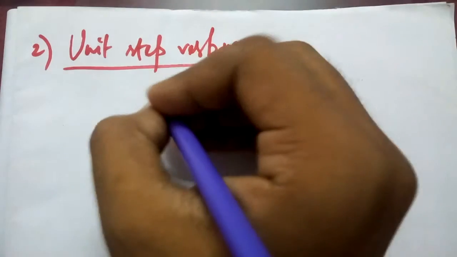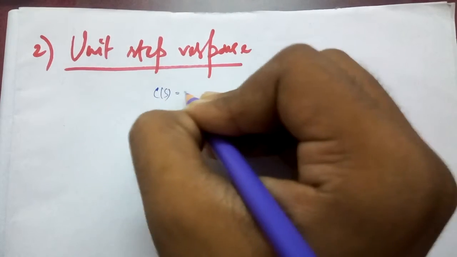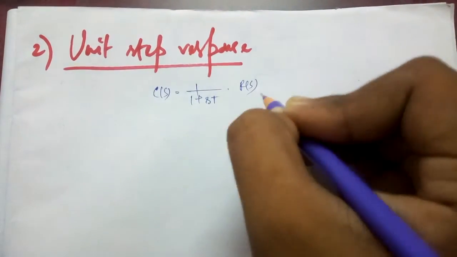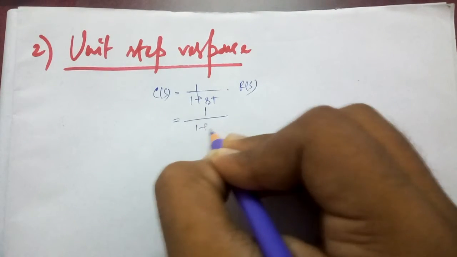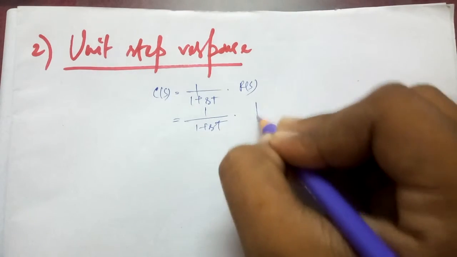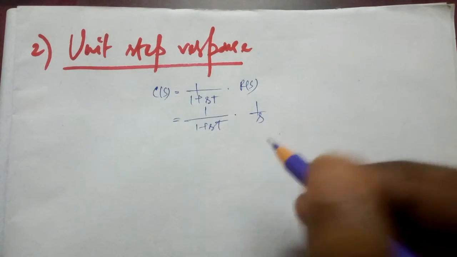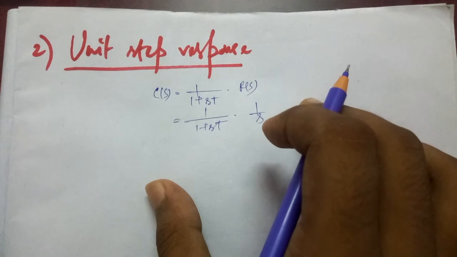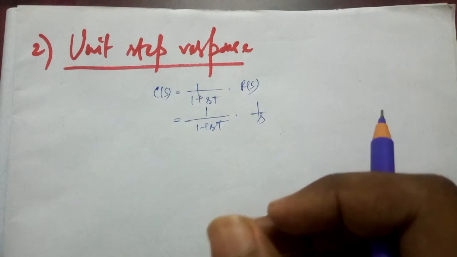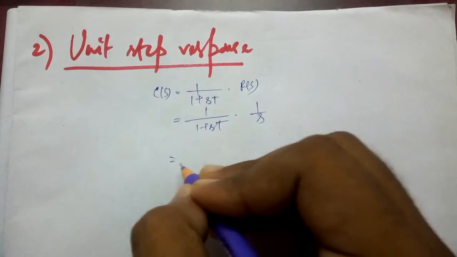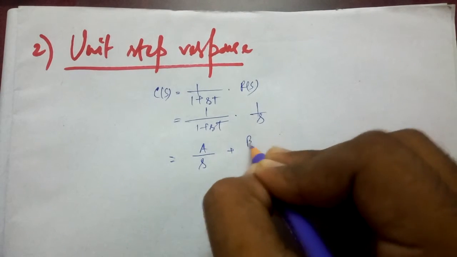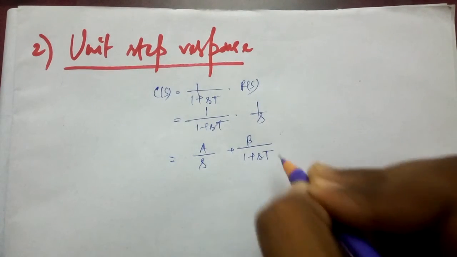Now, the unit step response. So now C(s) will be 1/(1+sT) into R(s). R(s) here is 1/s. Now we have to take the inverse Laplace transform. To make it easy, we can apply the partial fraction method. So we can write it like A/s plus B/(1+sT).